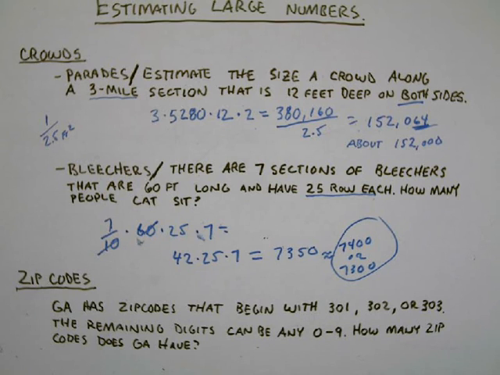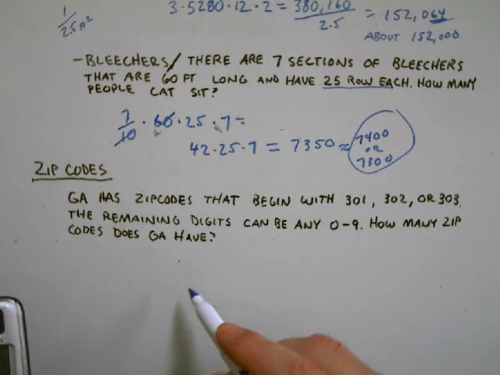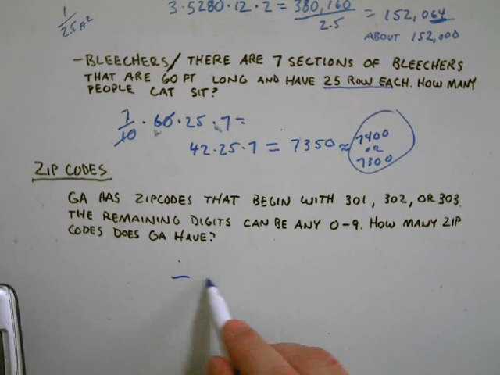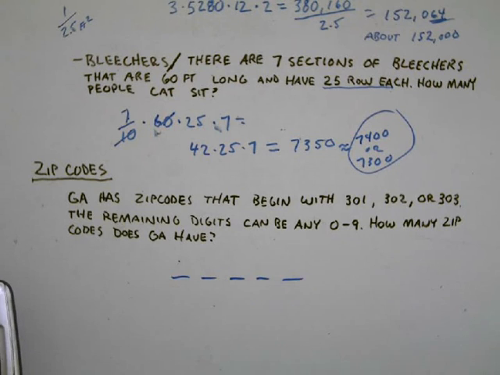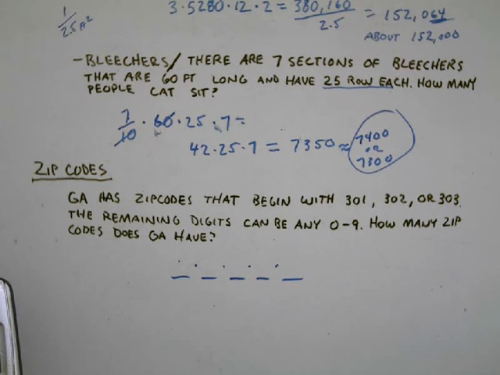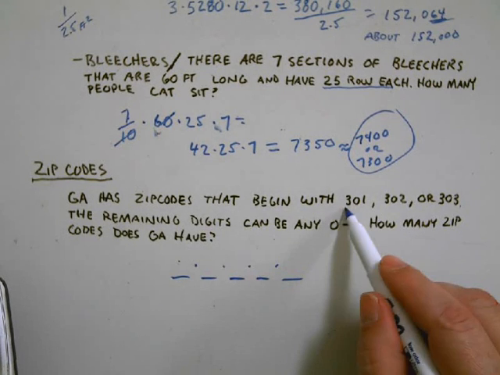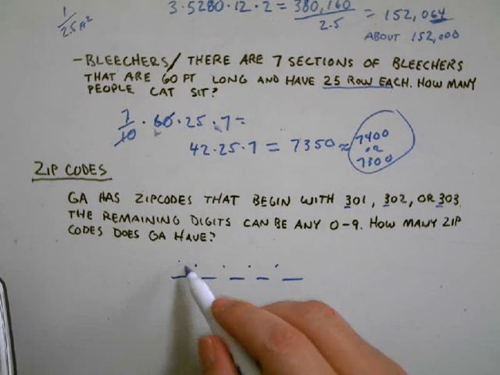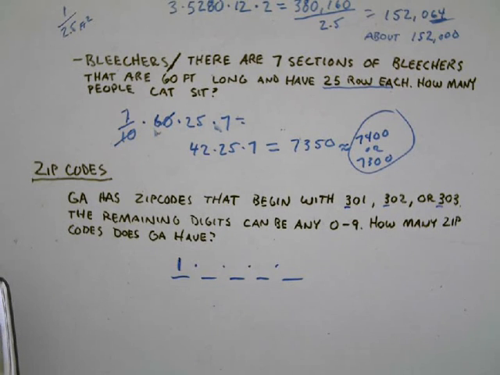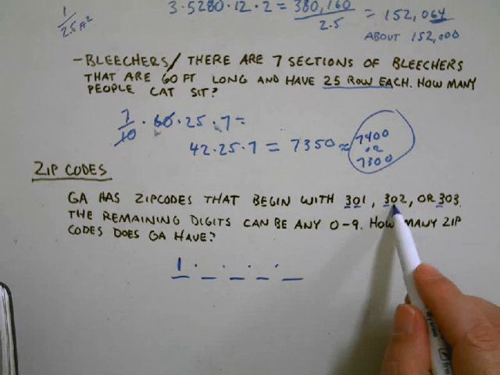Let's take a look at zip codes. Remember, a zip code has 5 digits, and what we want to do is multiply the possibilities for each digit, or each place value. So if you look at the Georgia zip codes, what does the first digit have to be? It's got to be a 3, so you really only have one possibility for the first digit. What about the second digit? It looks like it's a 0. You only have one choice for the second digit.